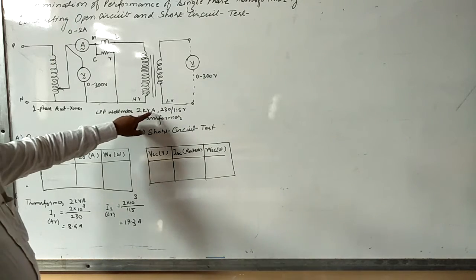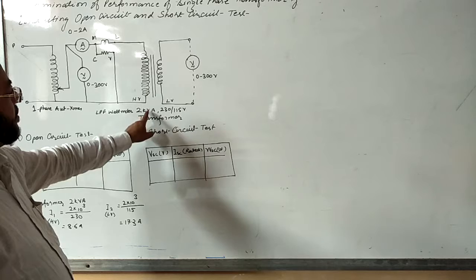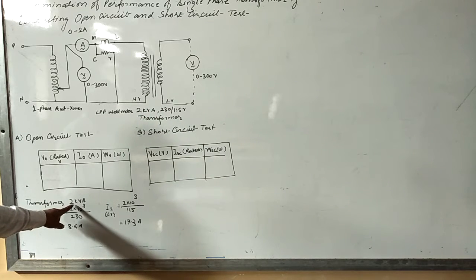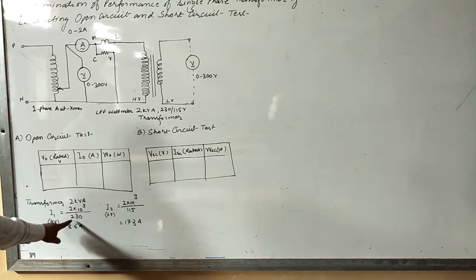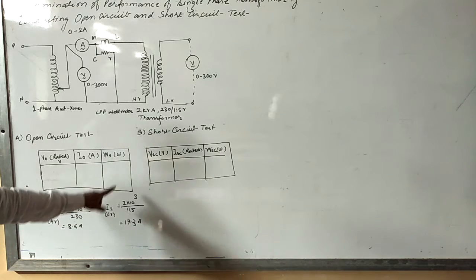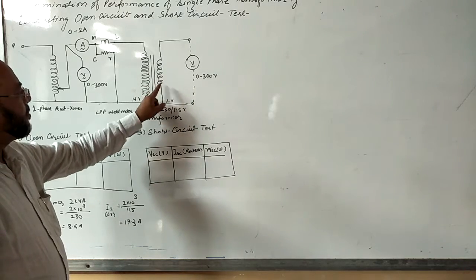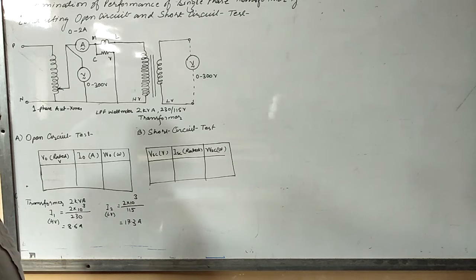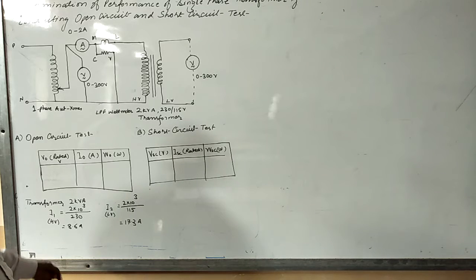Now what is the rated current of the transformer on the primary side and secondary side? For the HV side, the transformer rating is 2 kVA, so 2 into 10 raised to 3 divided by 230 volt, which is 8.6 ampere. Whereas on the LV side, where there are fewer turns, the current I2 is equal to 2 into 10 raised to 3 divided by 115, which is 7.3 ampere. So the full load current of the transformer on the HV side is 8.6 and on the LV side is 7.3 ampere.